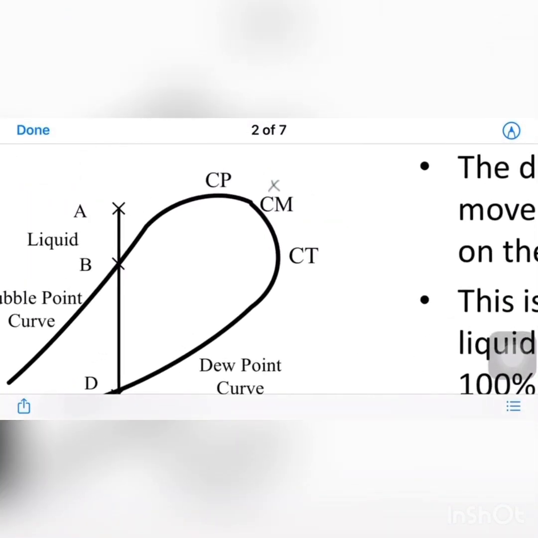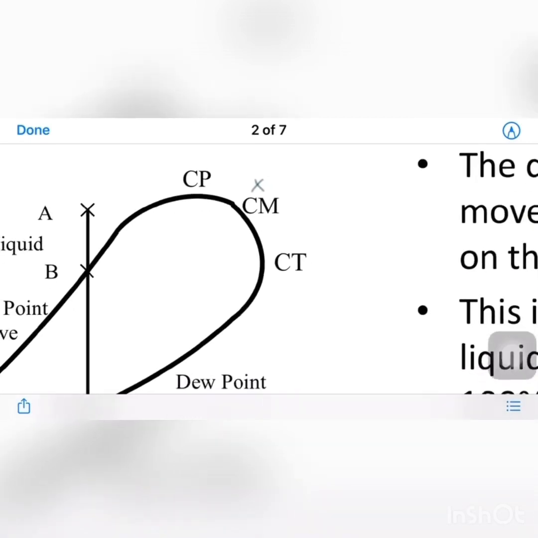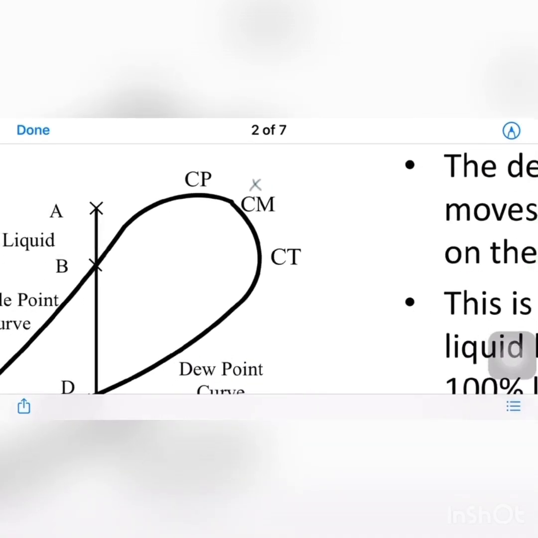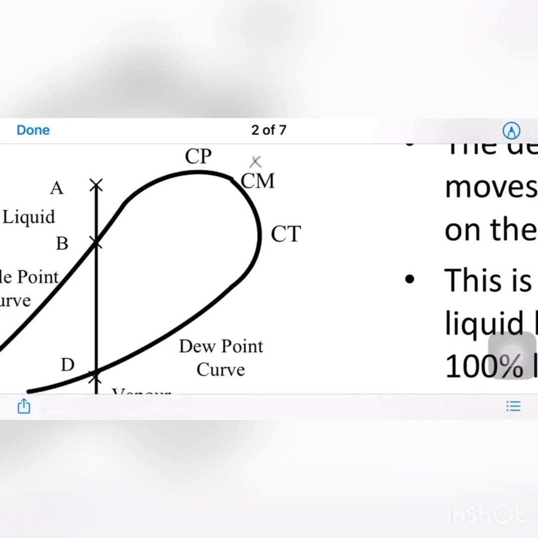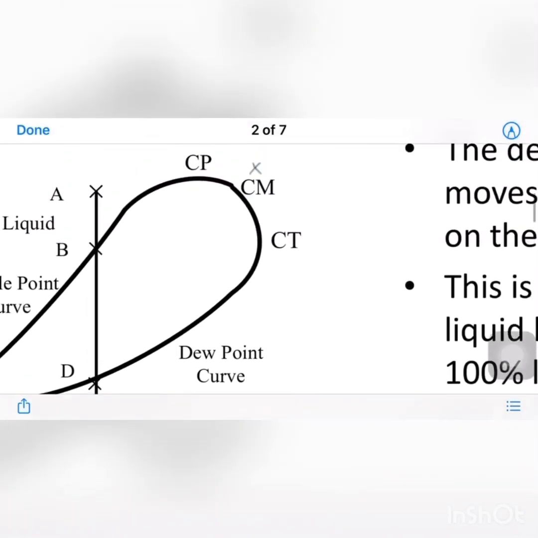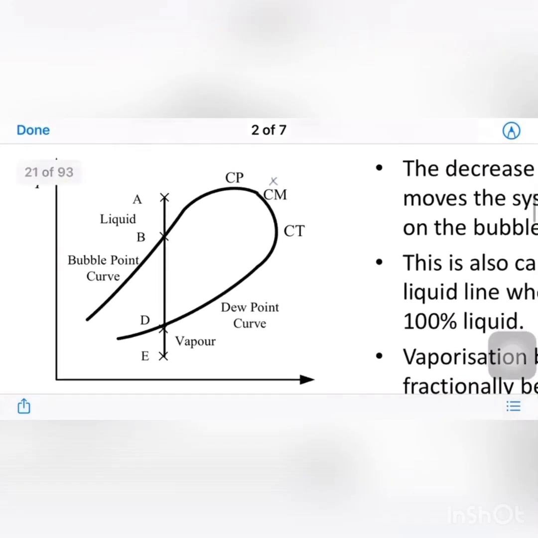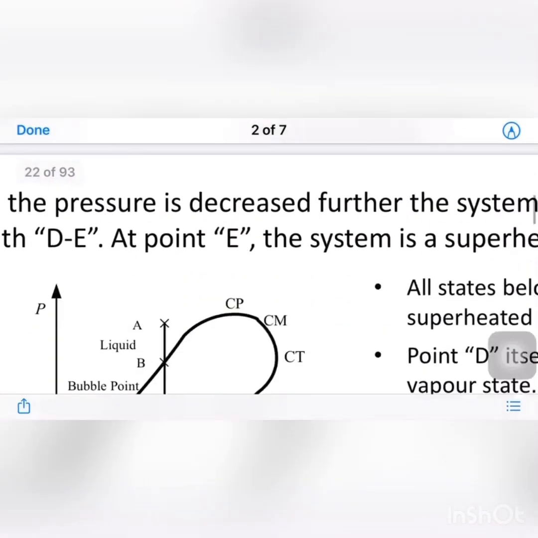But if we shift point A to any point to the right side of CM, it means that we have a supercritical region, and we are going to decrease pressure at this point. What happens? Isothermally we decrease pressure from this point. What happens to our system? Let's go to the other slides.